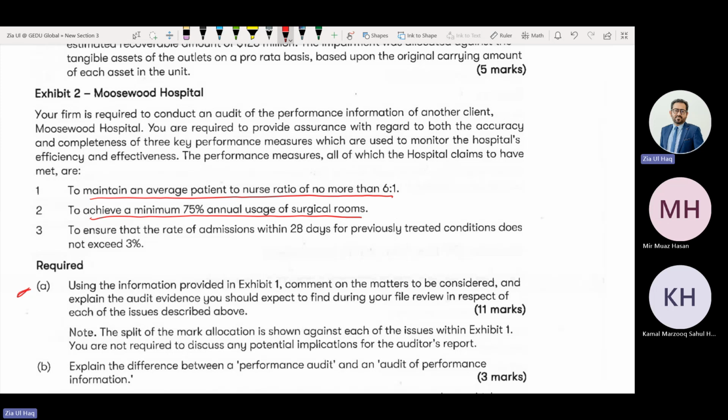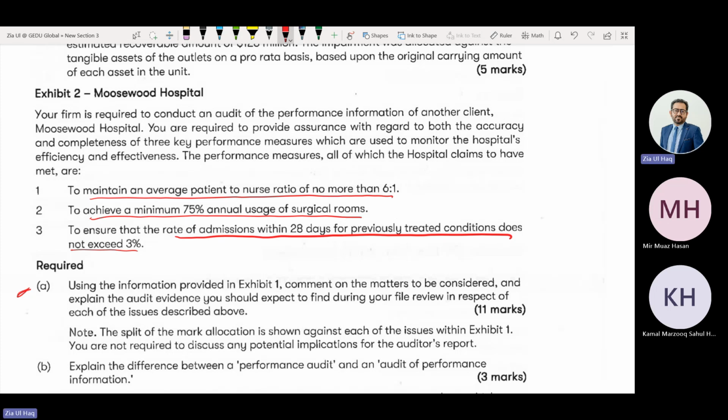Number 3, to ensure that the rate of admission within 28 days for previously treated conditions does not exceed 3%. What does that mean? Only 3% of patients may come again, meaning visit the hospital again within 28 days, not more than this. Because if more than 3% are coming again, this means on the previous visit they were not treated properly.